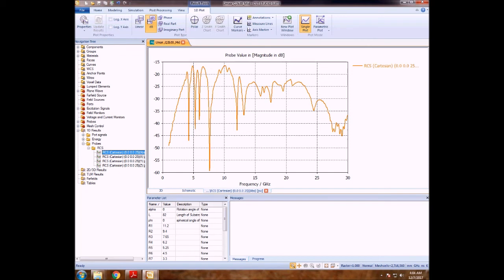In this graph we get 4 dips between 2 to 10 gigahertz. First dip is at 4 gigahertz and its RCS value is minus 47. Second dip is at 5.5 gigahertz and its value is minus 42.5. Third dip is at 6.3 and its value is minus 38. The fourth is at 7.5 GHz and its RCS value is minus 59.